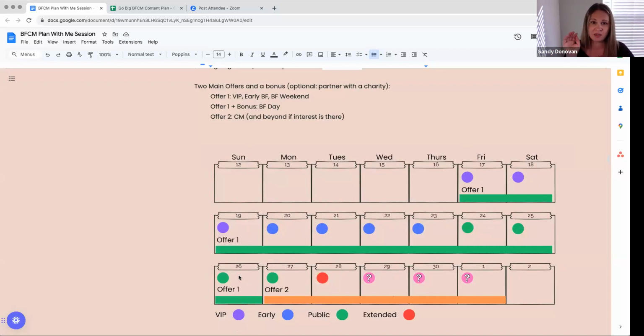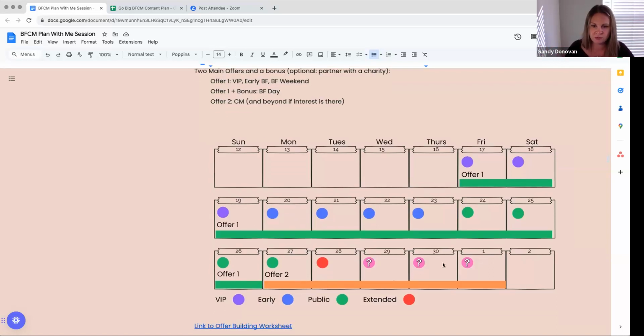Then on Cyber Monday, we're going to switch to offer 2. And that is going to run at least for 1 day, but you're going to have the option to extend it. And I'll show you in a little bit why you might want to do that and who to extend it to and all the details. So don't worry about that. Just try to get an understanding of basically what we're doing here.